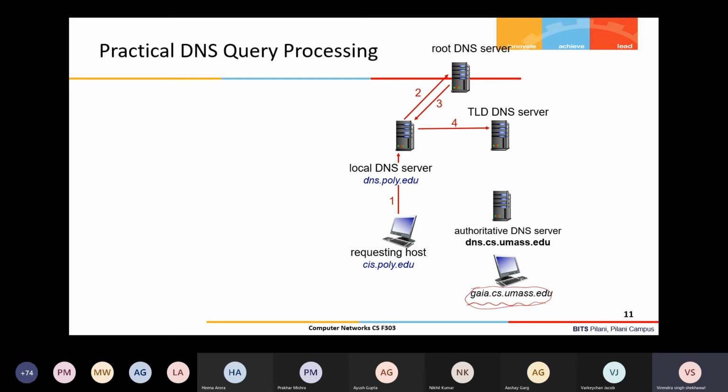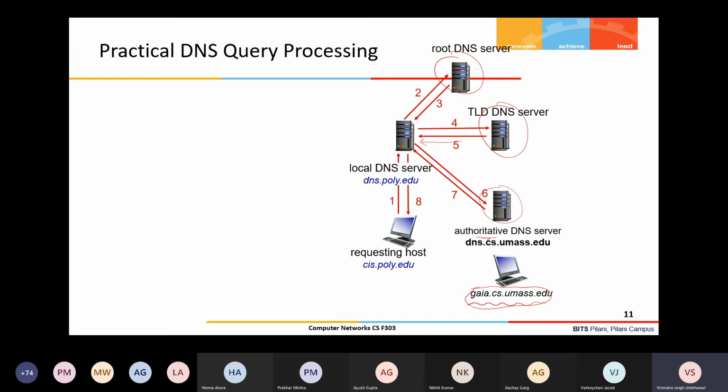Then this TLD will say, okay, I don't know the IP address of this, but I have the information of who the authoritative DNS server is, right? So it will supply the authoritative DNS server information to the local DNS server. Then the local DNS server will contact the authoritative DNS server, which will finally reply, and that reply will be forwarded to the client. So in this process, the involvement of the root DNS server and the top level domain server is reduced, right?